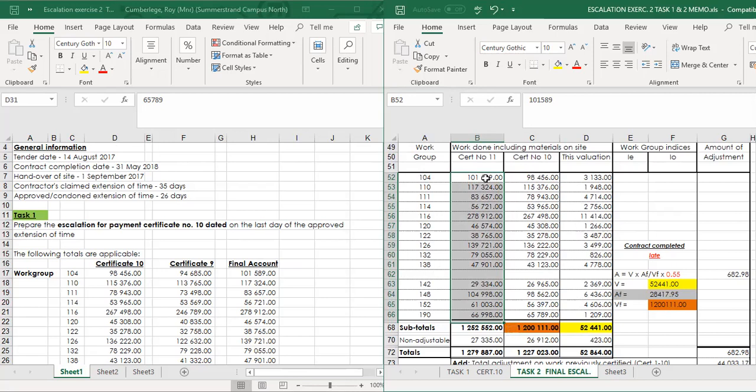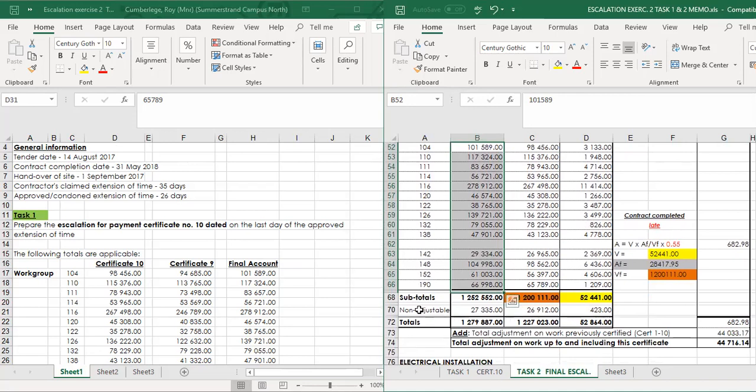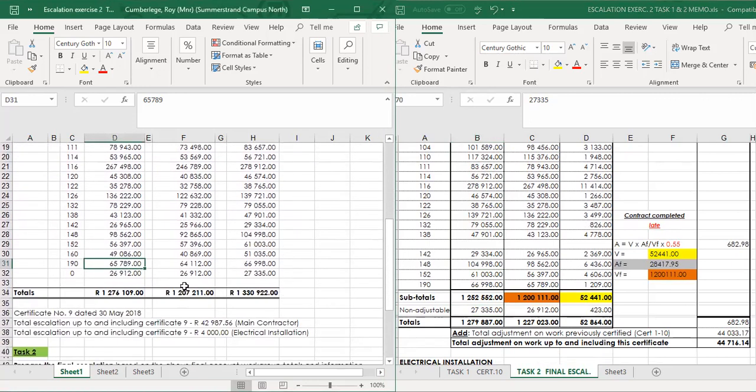All right, so you've got your final account, less the practical completion values, and that will give you the value that is still due to the contractor. Now, we also learned that non-adjustable items, that's your profit and attendance and any form of day works. If we look at the given information, that is referred to as work group 0, because for profit and attendance and day works, there's no escalation. So there's no work group for that specific item.